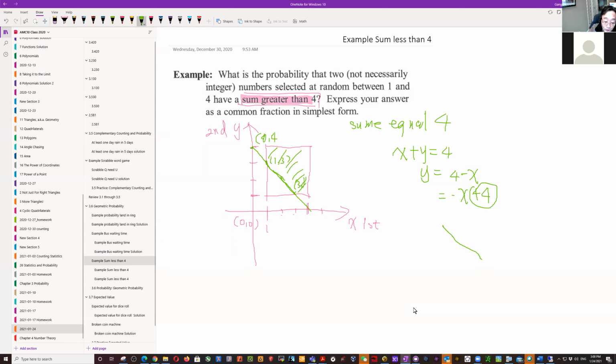It's actually easy to calculate the other area and subtract it. This is a triangle with side lengths 2 and 2, so it's 1/2 times 2 times 2, which is 2. The whole area of this square is 9. So 9 minus 2 over 9 is equal to 7 over 9. Again, always use greater than; it will never ask for the probability that sum equals 4. Equal to 4, that's 0%.